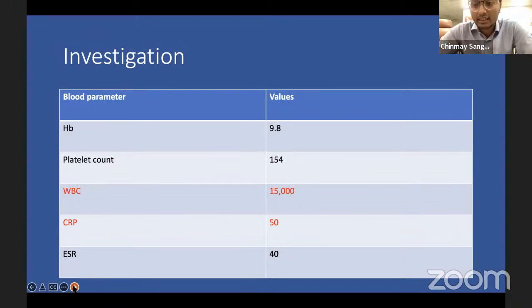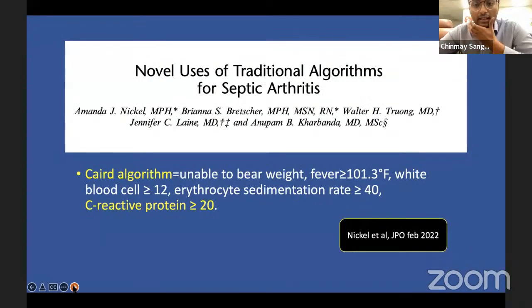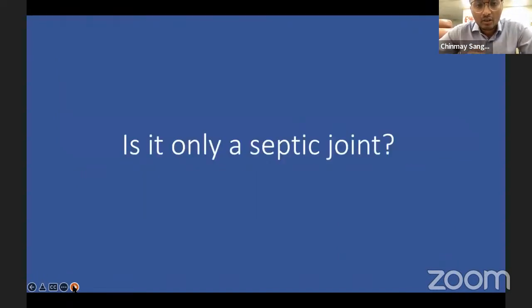By considering the clinical examination and the investigational part, it falls into the CRED algorithm, which suggested that it must be a septic arthritis, given inability to bear weight, fever, blood count, ESR, and the CRP. But is it only a septic joint? By looking at the examination and the chronicity of the disease, since the last 2 months, I think it should not be just a septic joint, it must be more.